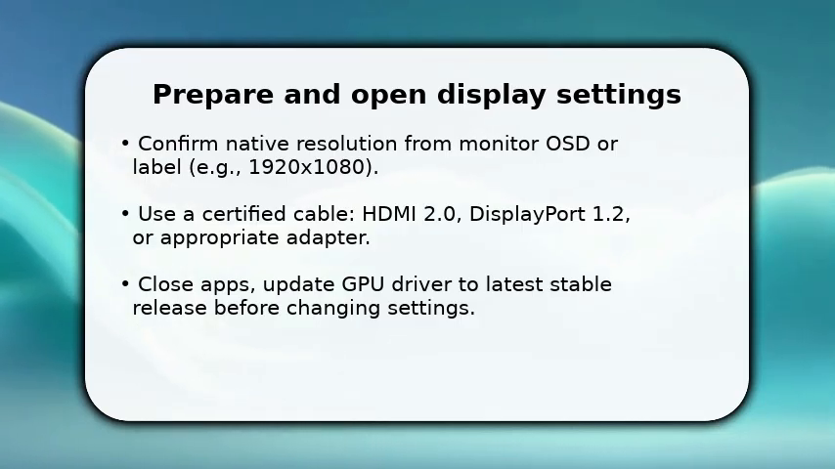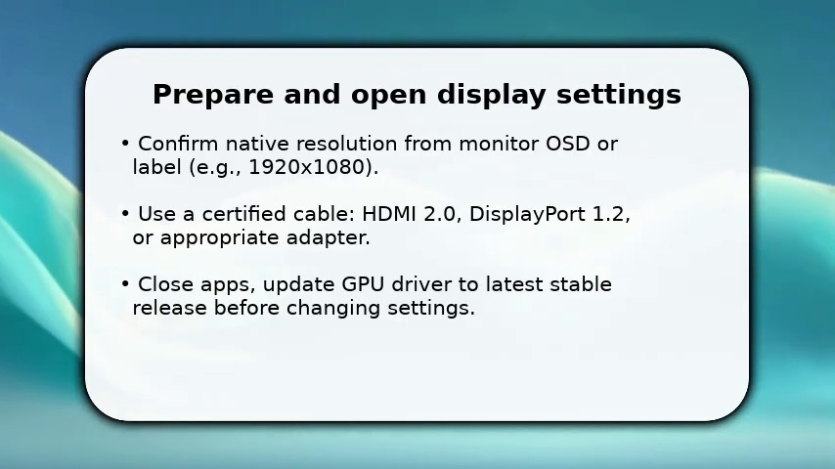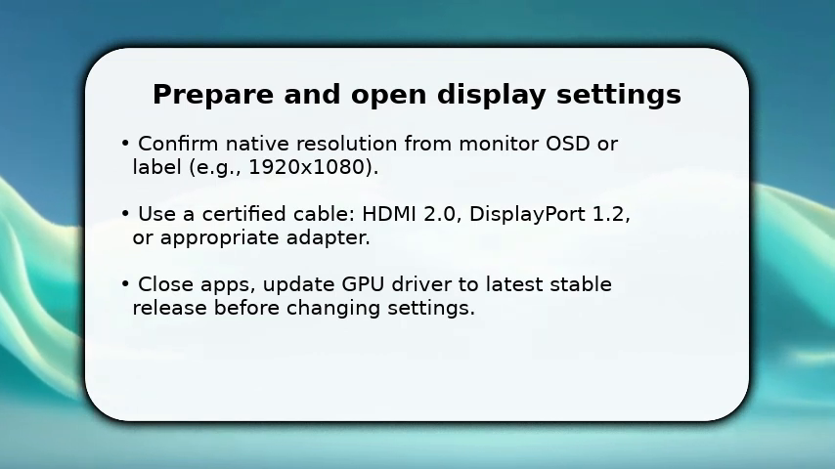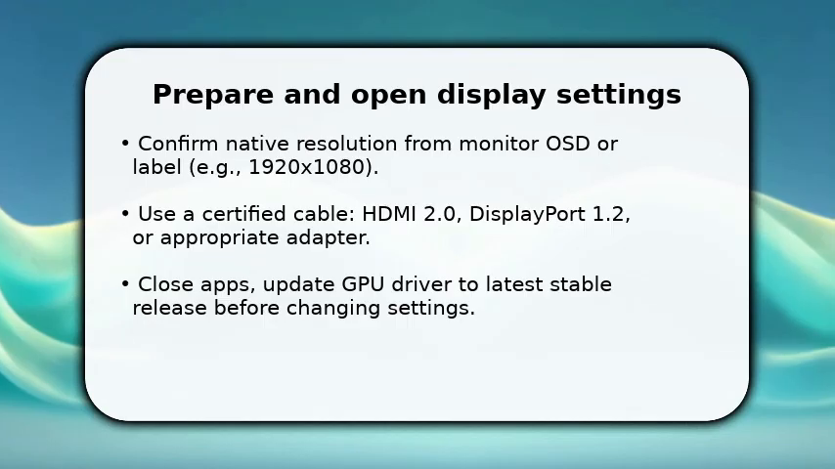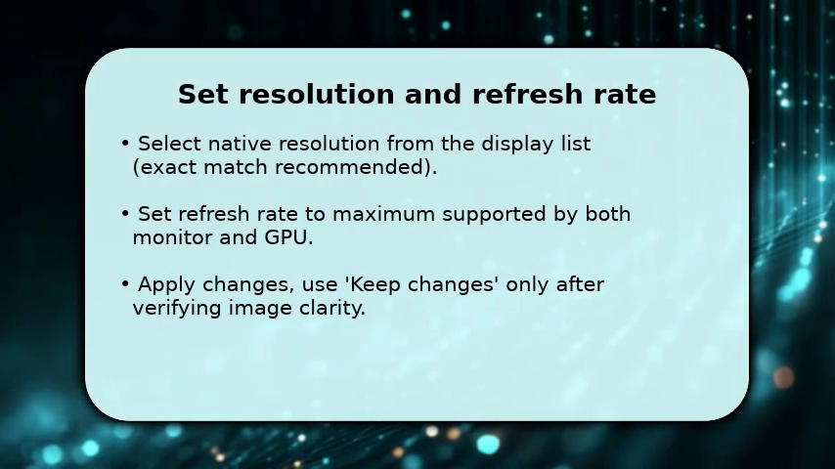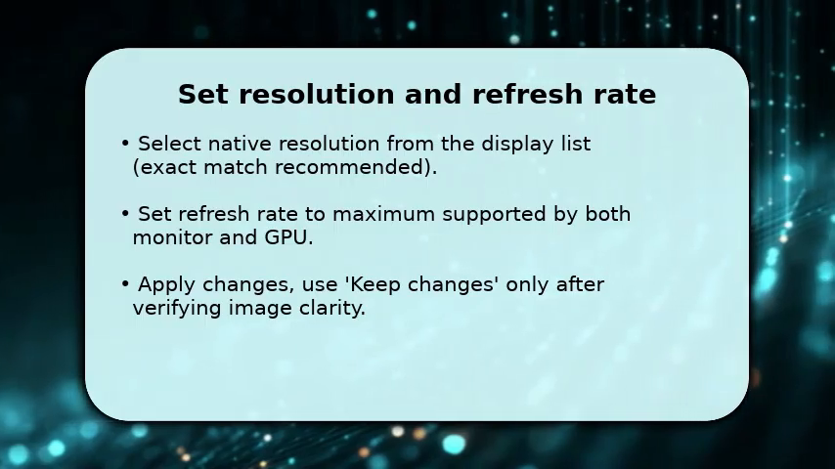Then open your operating system's display settings. You will change resolution there. This gets you into the exact control panel where the actual fix begins. You pick the native resolution in the display panel and apply it. This forces pixel-perfect scaling. Next, set the refresh rate to the highest mutually supported value.